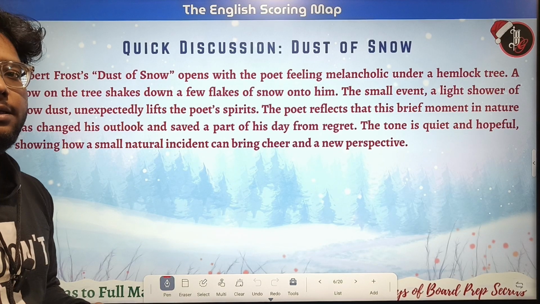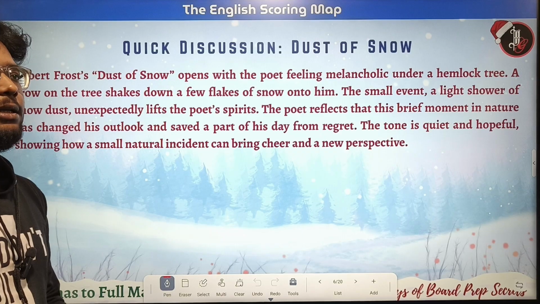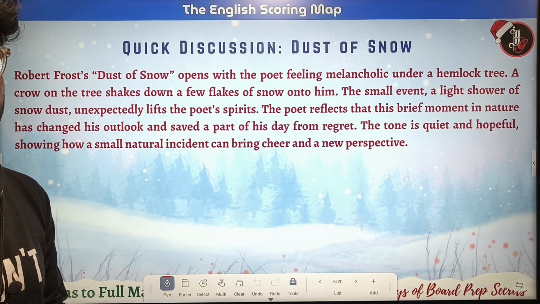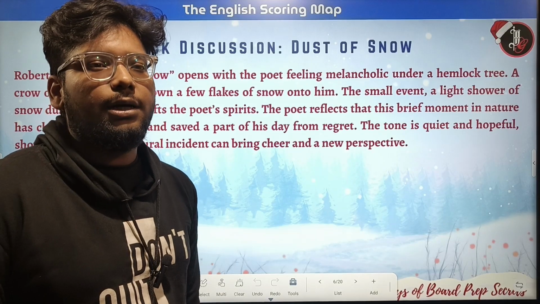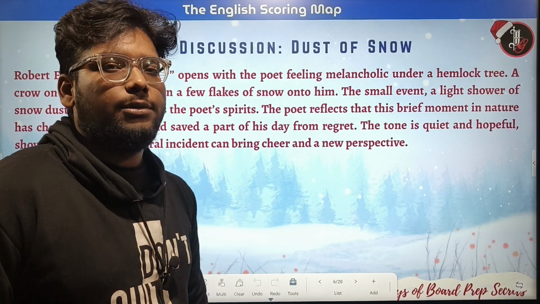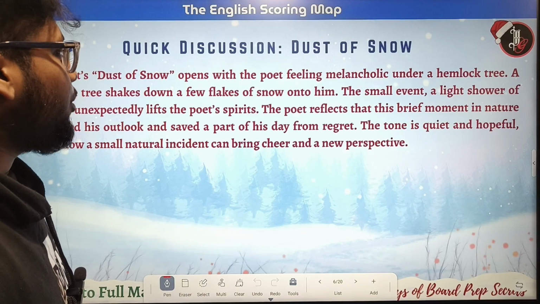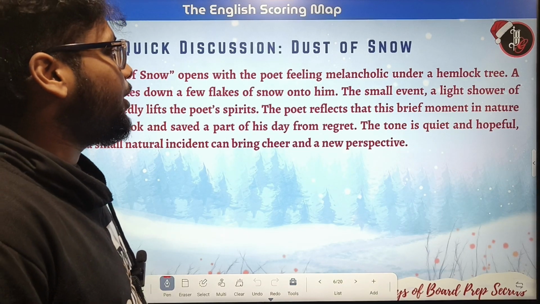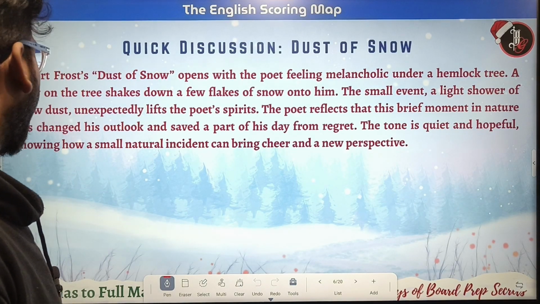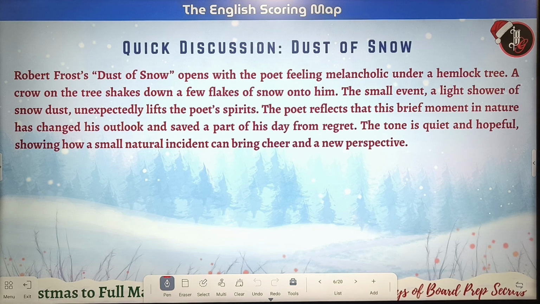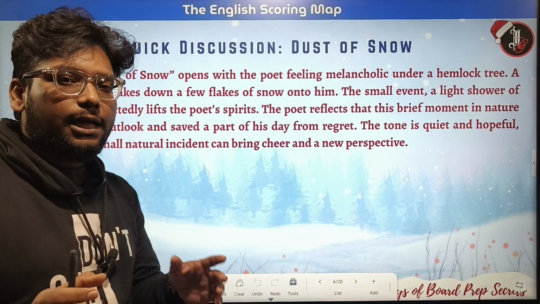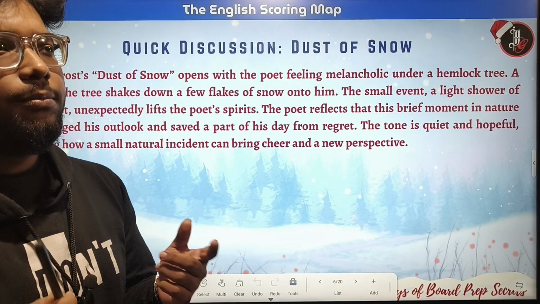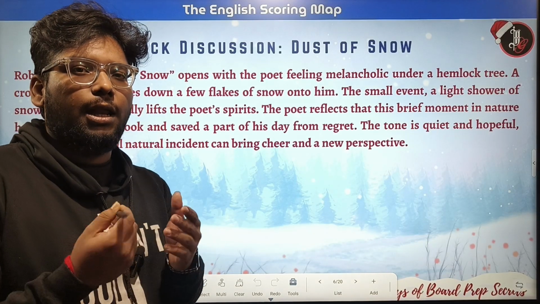Okay, so the poet's spirits are lifted. The spirits are lifted means what? The poet is feeling the nature. The poet is very, very much enjoying the nature. He's enjoying the dust of snow. Okay. The poet reflects that this brief moment in nature has changed his outlook and saved a part of his day from regret.